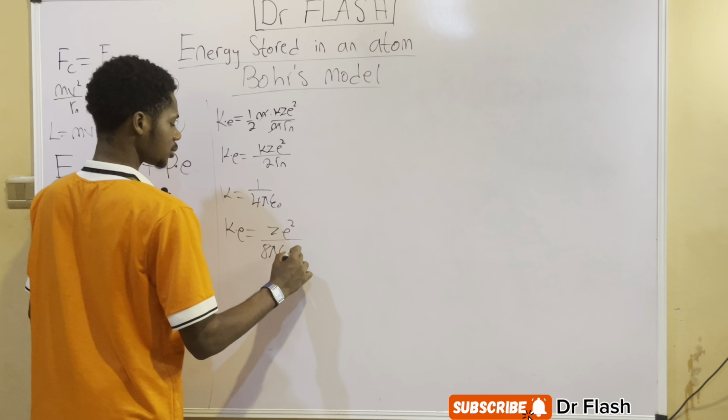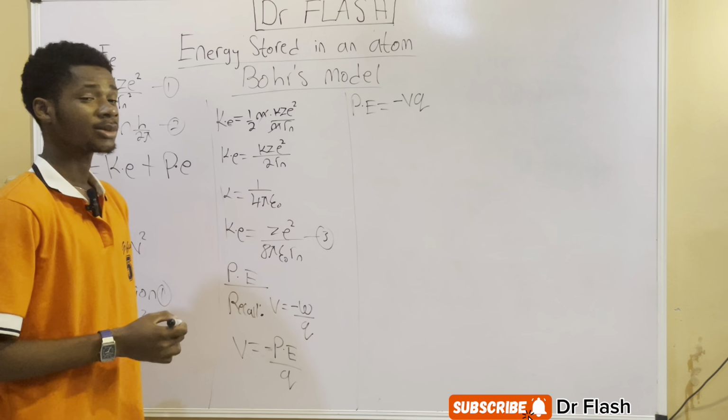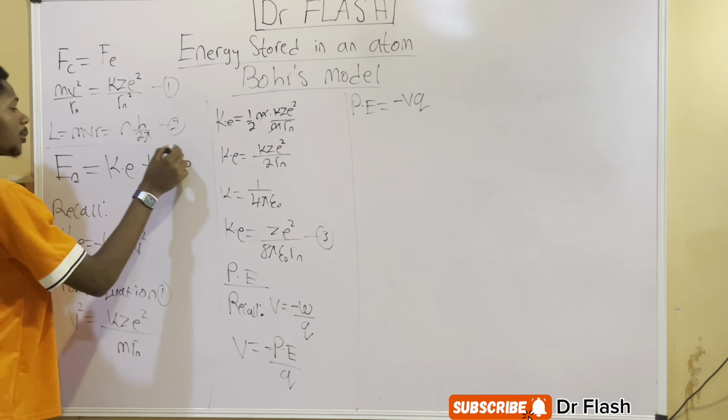So we can represent or replace W with potential energy, in the sense that we're going to get V is equal to minus PE divided by Q. Now let's make PE the subject. If we make PE the subject, potential energy will then be equal to minus V times Q. Now, how then do we break this down to get a simpler formula which we can then substitute into the general form? How are we going to do that?